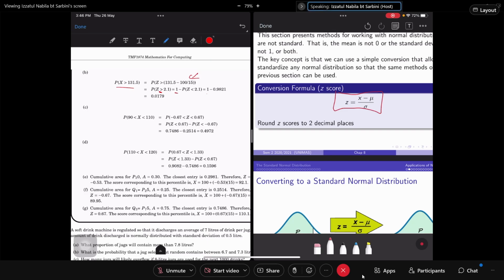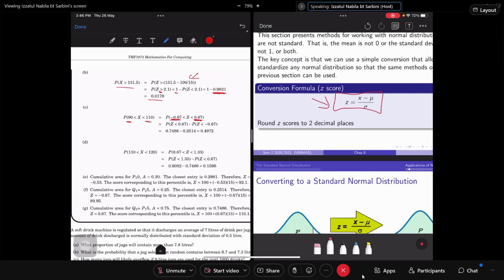Then this one you get from the table. So 1 minus 0.9821 equals 0.0179. And for C, we want to find the probability in between 90 and 110. Of course, convert first as usual using this formula.